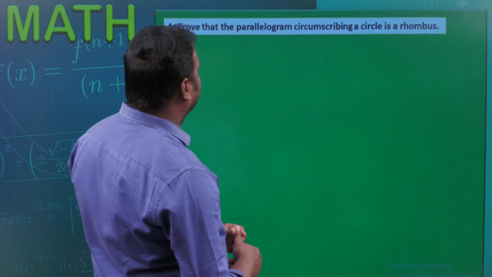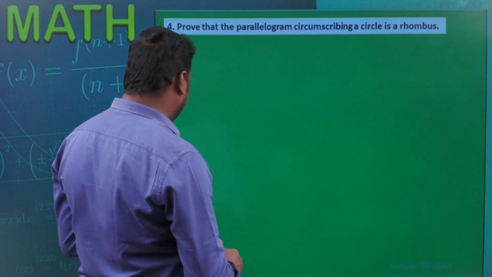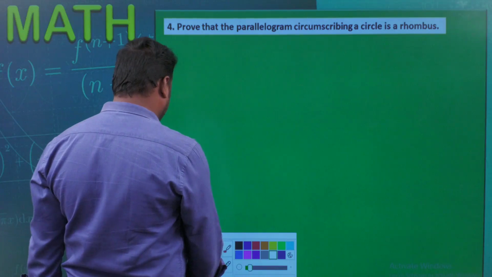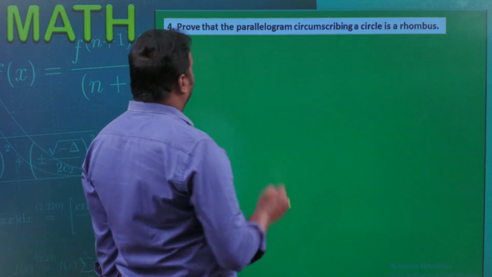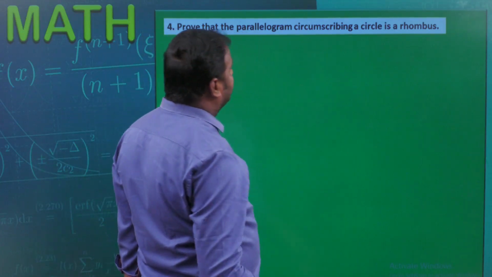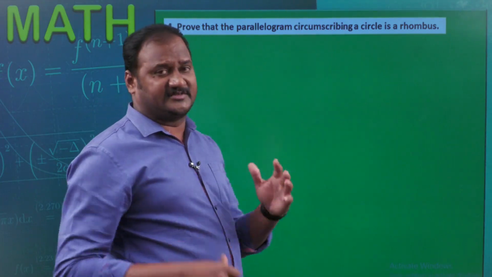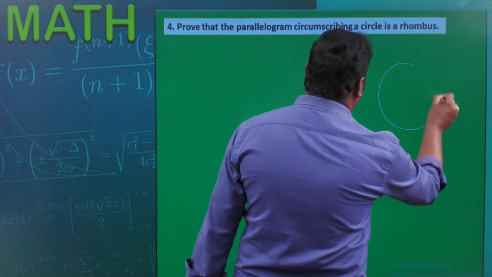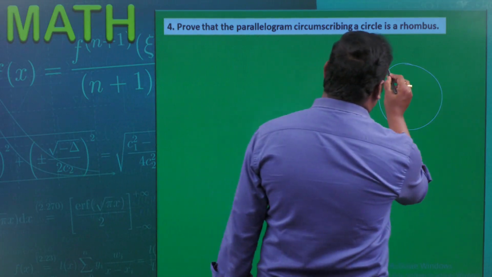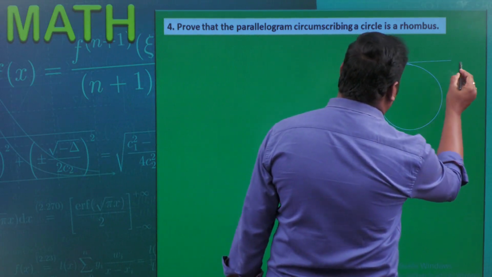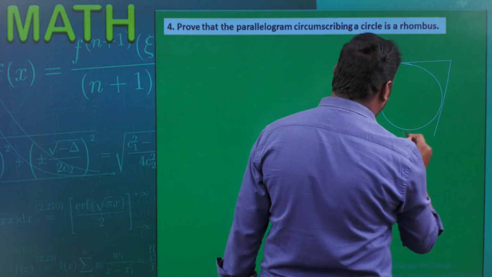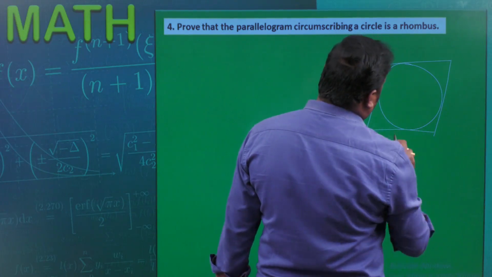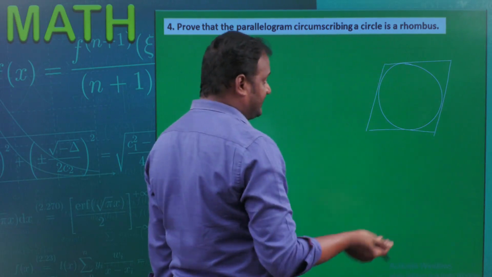Prove that the parallelogram circumscribing a circle is a rhombus. This is one of the compulsory questions every time. What do you mean by circumscribing a circle? Outside the circle. See, this is a circle and I am going to draw one parallelogram outside the circle. This is a parallelogram circumscribing a circle.